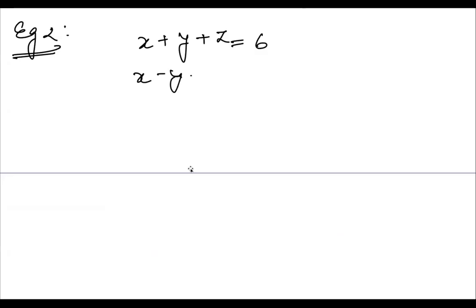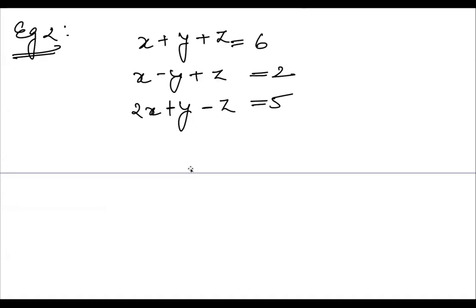So now let's take a difficult example. As I said, mathematics is all about solving a lot of questions so that you have a good understanding of the concept. So I'll write three equations. x plus y plus z is equal to 6. x minus y plus z is equal to 2. 2x plus y minus z is equal to 5. So x plus y plus z is equal to 6, x minus y plus z is equal to 2, and 2x plus y minus z is equal to 5.